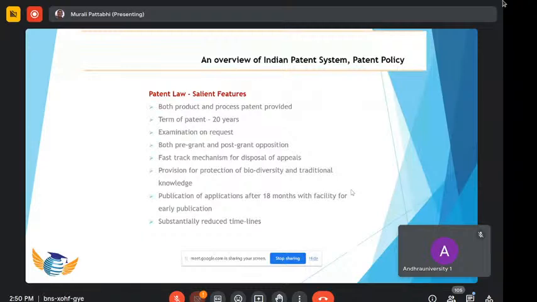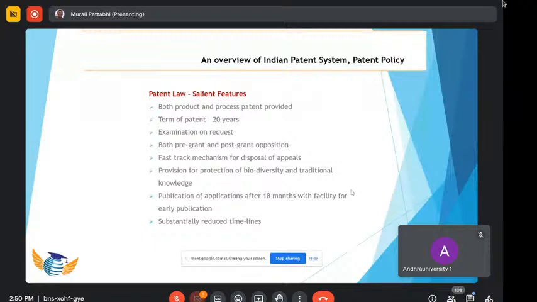And we have even fast-track mechanisms for patent examination, for grants, publications and everything. And we even have a biodiversity and traditional knowledge bank, because most of the time we might have heard about turmeric, neem, all those patents, and yoga. Our traditional knowledge is being filed in different European or Western countries. So in order to prevent such patents in those countries, we started our biodiversity or traditional knowledge banks, and publication of applications after 18 months with facility for early publication.